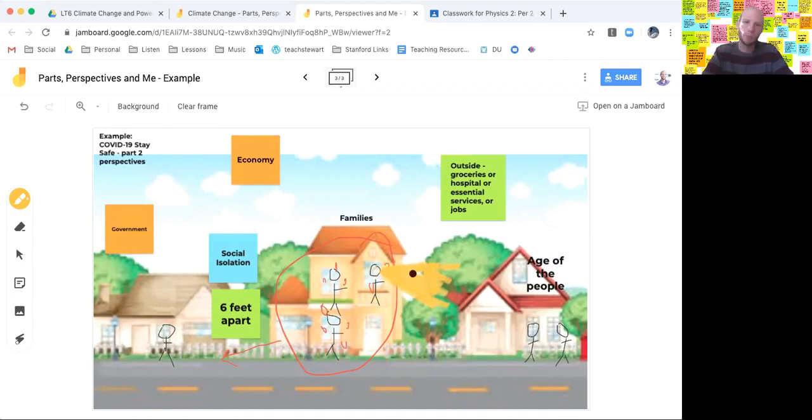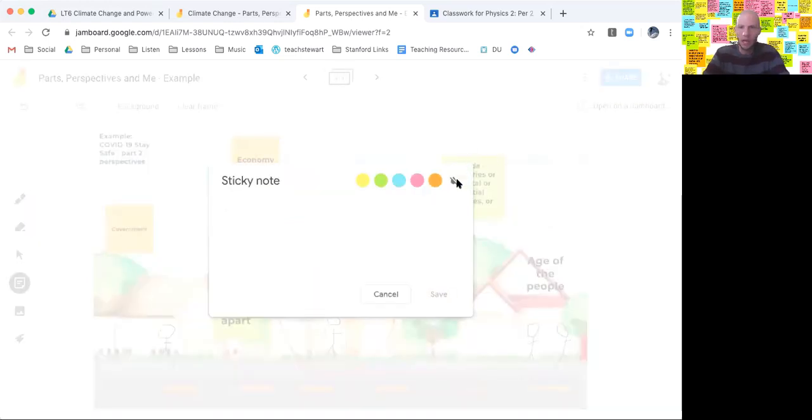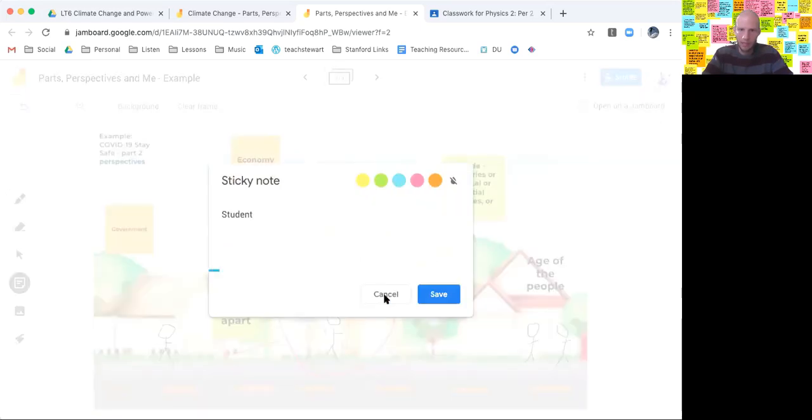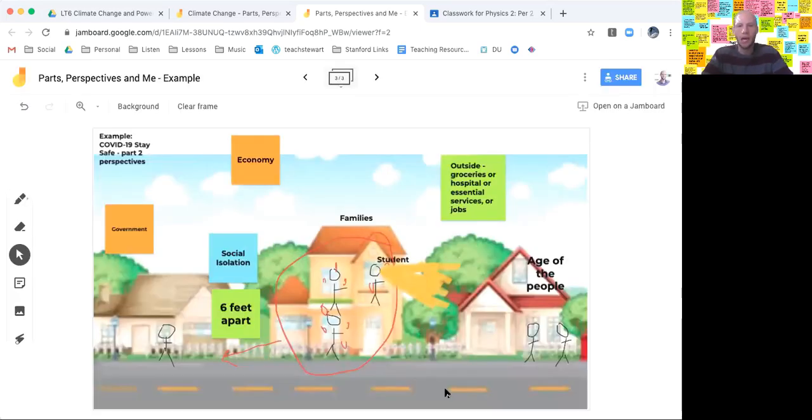So let's think of this person here in this house. When you're trapped inside, this person was infected. And really, I want to think about who that person is. Maybe that person is a student. So let's go with a student, and let's label that. I'm going to grab that little sticky note, put it right next to that person, and call them a student. So they might be infected, but they're younger, they're not super ill.